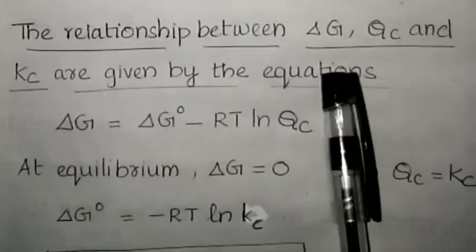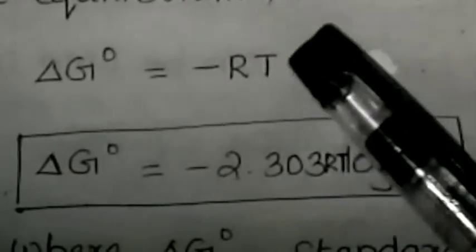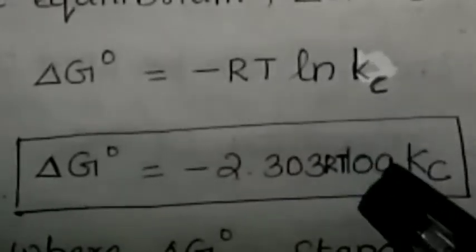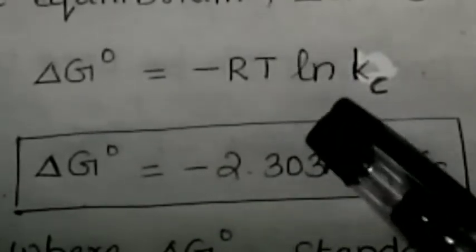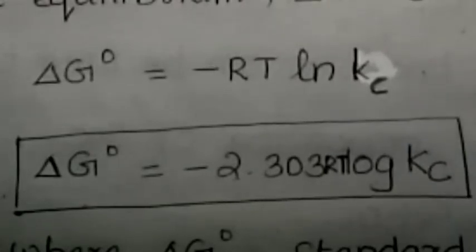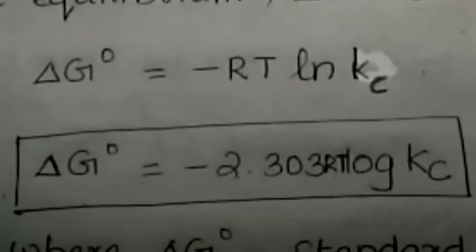Then the relationship between delta G, Qc and Kc. Delta G0 is equal to minus RT ln Kc. Change this natural logarithm to the base 10 logarithm by multiplying by 2.303. Then we get delta G0 is equal to minus 2.303 RT log Kc, where Kc is the equilibrium constant, R is the universal gas constant, T is the absolute temperature, and delta G0 is the Gibbs energy change under standard conditions. So, this is a very important equation. Next year also we need this equation.